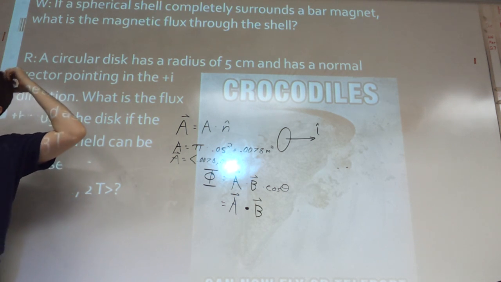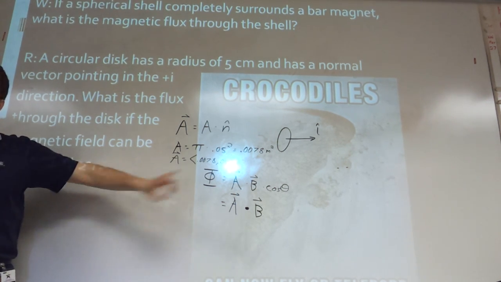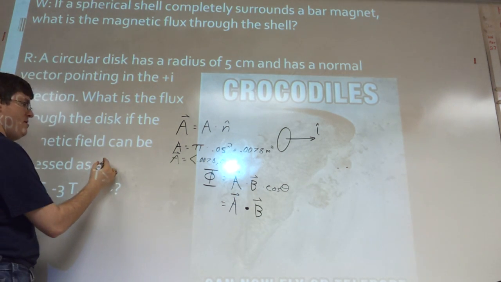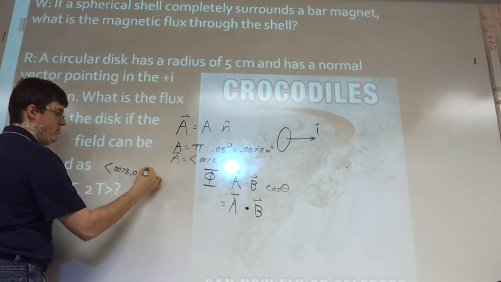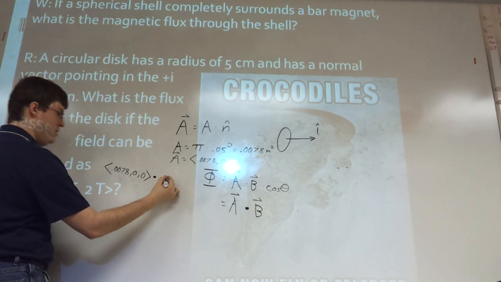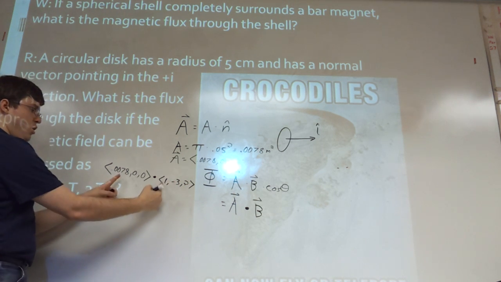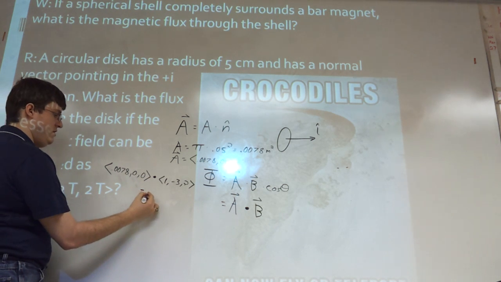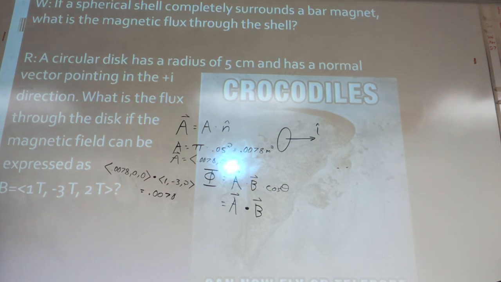Anybody remember how to do dot product with 2 vectors? It's easy. It's X times X plus Y times Y plus Z times Z. So if you look at A and B, we've got 0.0078 dotted with 1, -3, 2. So 1 times this plus 3 times this plus 2 times this gives us 0.0078 as our flux. What are the units of flux?